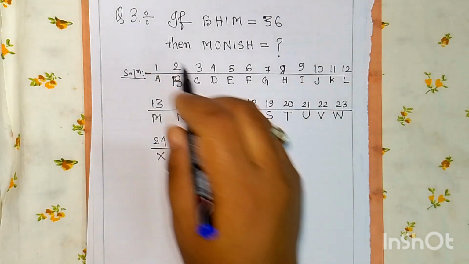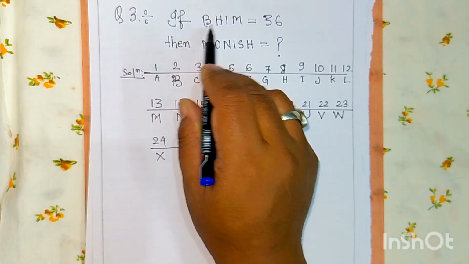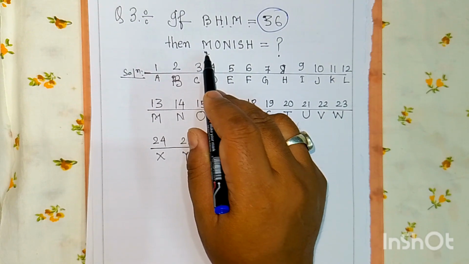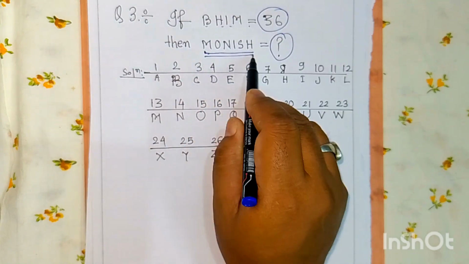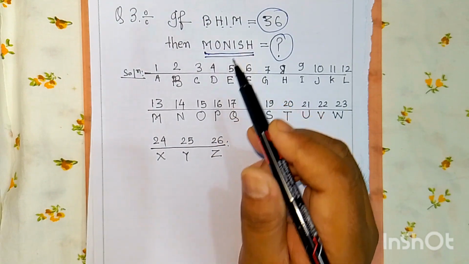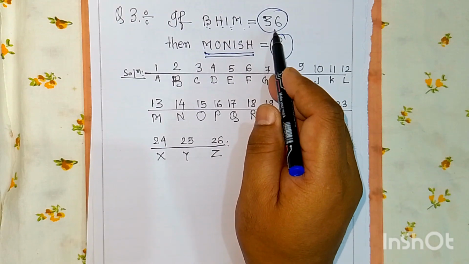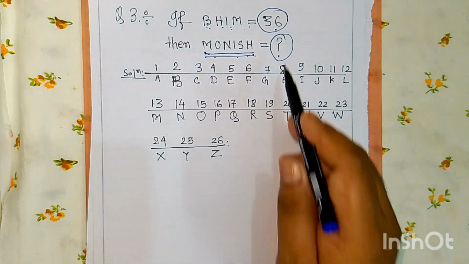In the last question of verbal and reasoning questions, BHIM is equal to 36. So what is the number carried by the word MONISH?